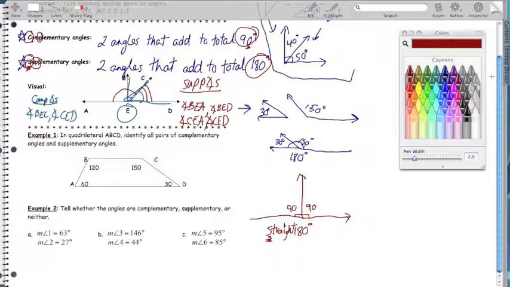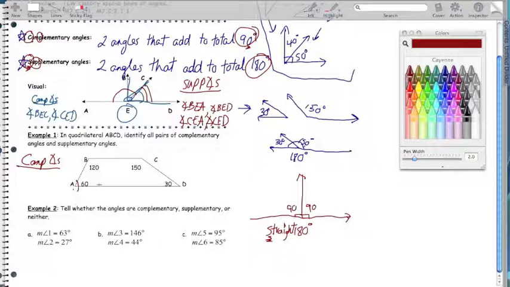So let's try example 1. In quadrilateral ABCD, identify all pairs of complementary angles and supplementary angles. Complementary total 90 degrees. So we're going to look. Okay, there's no joint angles being shared. So if I'm referencing angle A, I can just say angle A, angle B, angle C. I don't need to use three letters in this case because this is the only angle that would refer to angle A. Nothing else is sharing that. If I wanted to, though, I could use angle DAB with my vertex being the middle one, but that's another story. Anyways, complementary angles total 90 degrees.